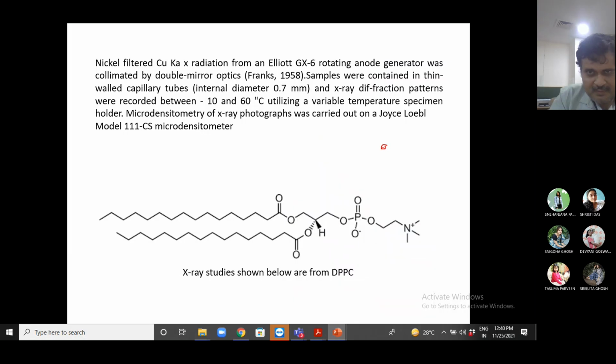So, one bilayer is formed. Now we want to know what is the spacing between these phospholipid head groups in the bilayer, and whether the bilayer is inclined to the perpendicular axis of the biological membrane. These two questions we are asking. So, a thin bilayer was put on a dish and an X-ray beam was shined on it.